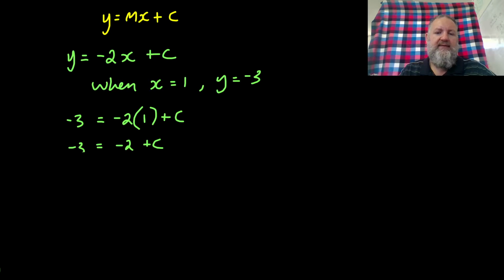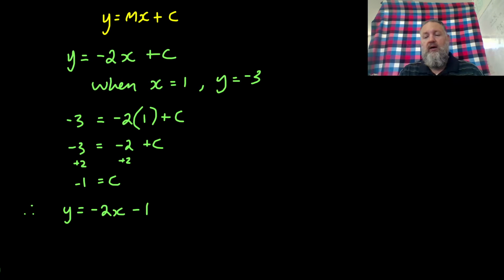So we could say that negative 3 is equal to minus 2 plus c. I need to get c by itself, so I'm going to add 2 to both sides. Negative 3 plus 2 will give me negative 1. So I now have my value of c. My c is negative 1. So I can go back and rewrite this partial equation and put in our value of c, and we will end up with y is equal to negative 2x minus 1.